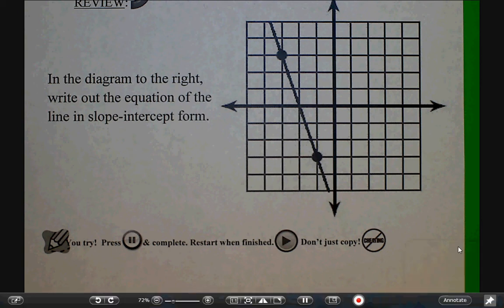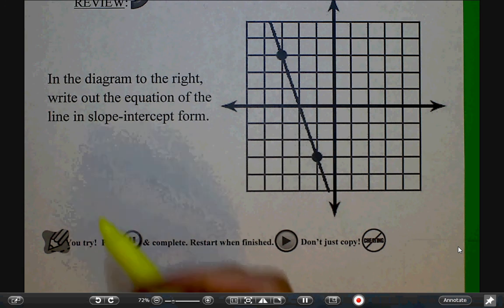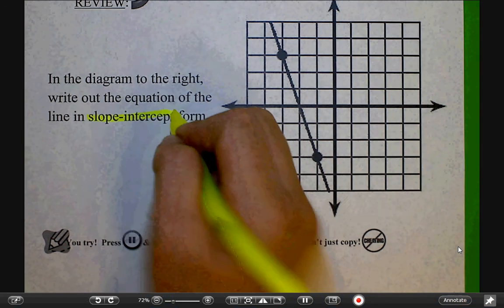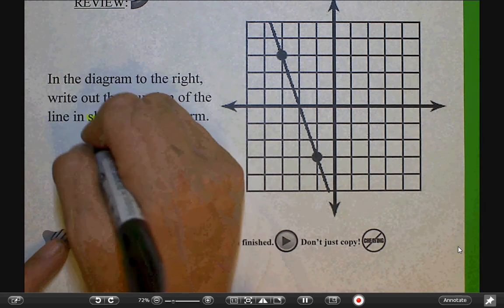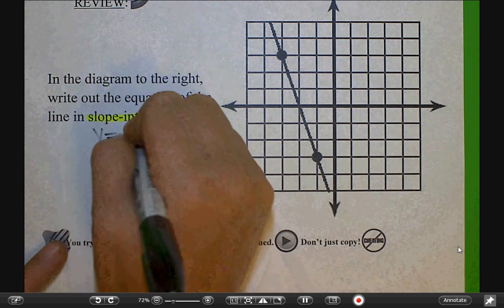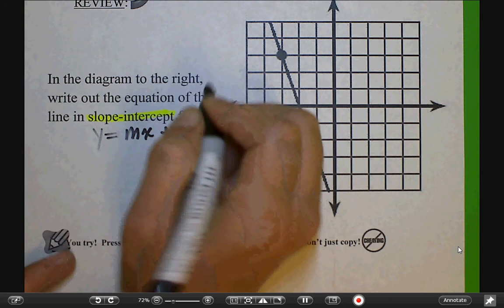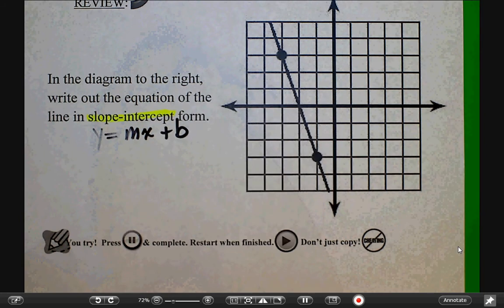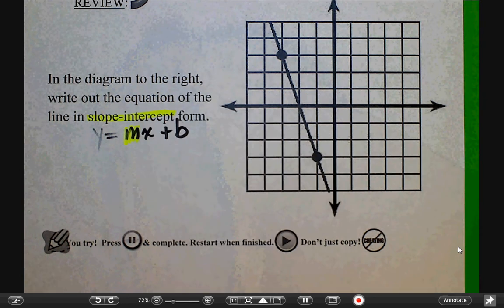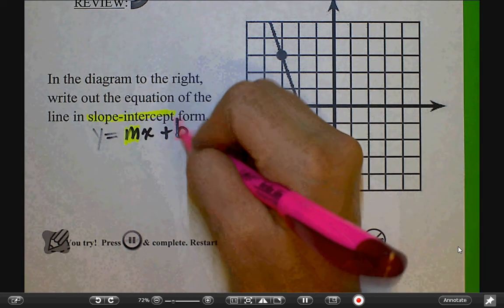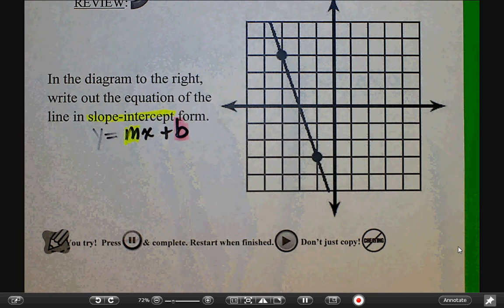Okay, so if you don't know what to do, you always do what you can do. We know it's in slope-intercept form, so I can at least write the equation y equals mx plus b. Now there's only two things we need here to really figure this out. We need the slope and we need the y-intercept.